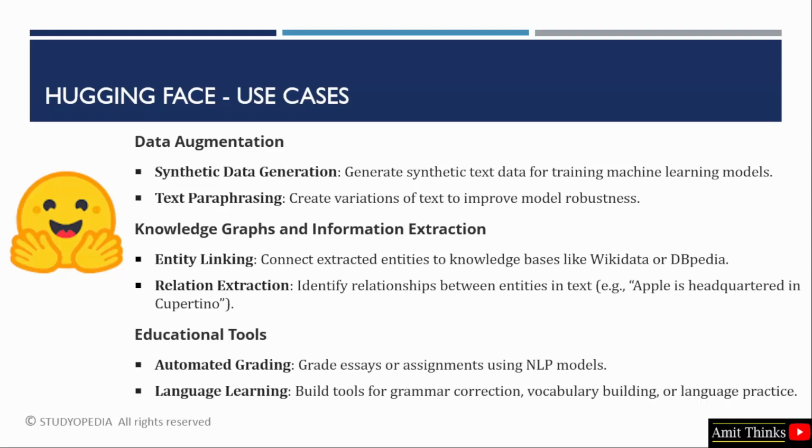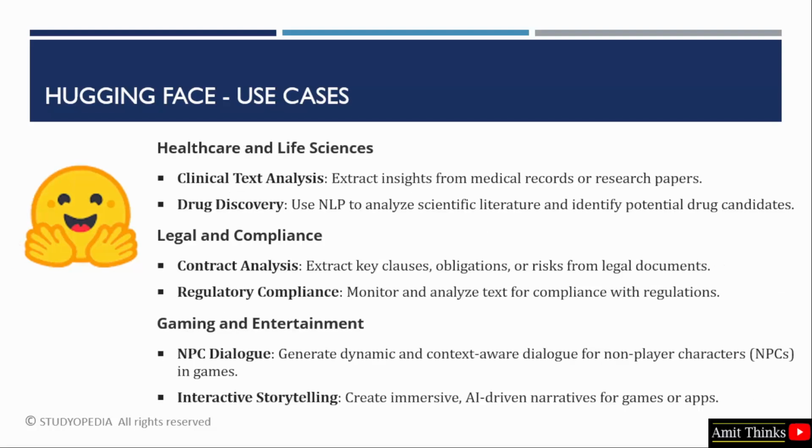You can also paraphrase text, identify relationships between entities in text, grade the essays or assignments of students easily, build tools for grammar correction, vocabulary, rephrasing content, and others. Use in healthcare and life sciences. From the medical records of a patient, you can easily extract the insights. From legal documents, easily extract the key clauses, obligations, or any possible risks. With that, you can also create AI-driven narratives for games.